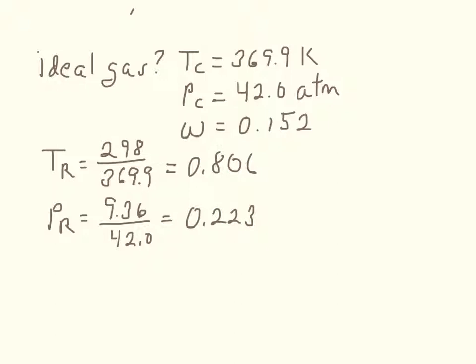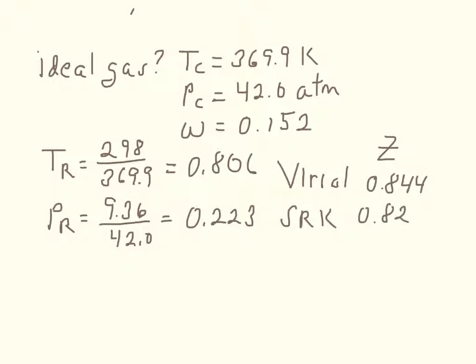The virial equation gives a Z factor of 0.844. The SRK equation gives a value of 0.829, and the compressibility factor equation of state, those are the charts, gives a value of 0.85 approximately. So those are all in agreement, more or less. Let's use the compressibility factor equation of state.